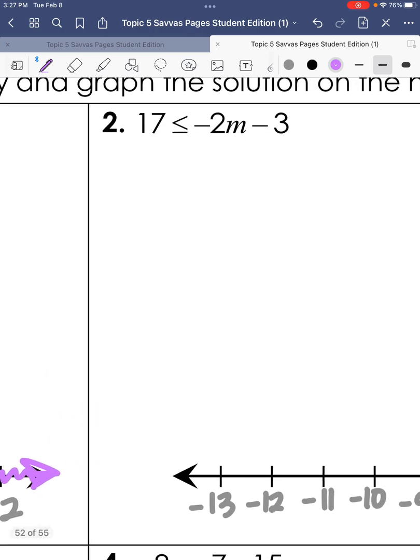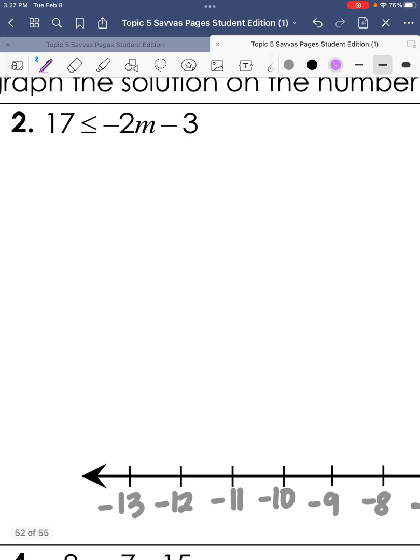Let's move on now to number 2. 17 is less than or equal to negative 2m minus 3. So the first thing I'm going to do, draw a line through my inequality symbol. Now my objective is to get this m right here by itself. Do I want to undo this negative 2 or this negative 3 first? Keep in mind, I want to start farther away from my variable and work my way in close towards my variable. So which one's farther away? If you said this negative 3 is farther away, you're correct.